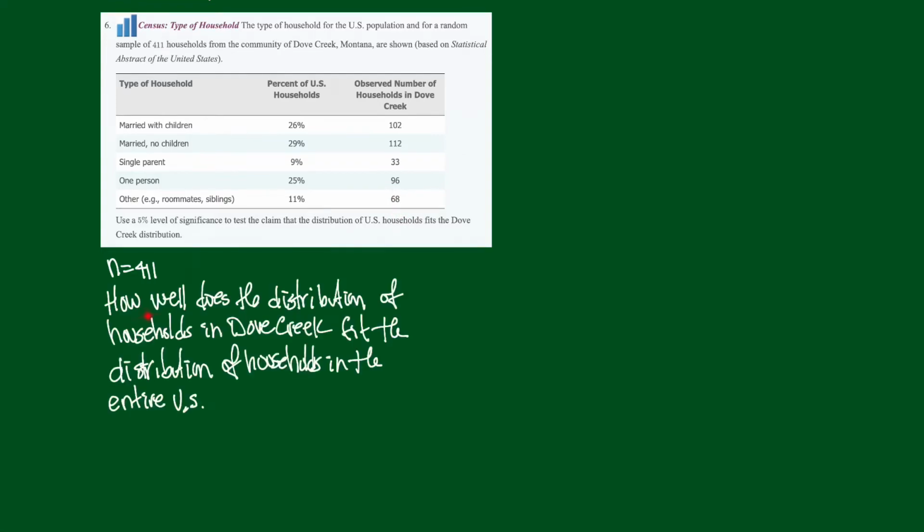But then in our sample of 411 households from Dove Creek, Montana, here's what we observe. We observe 102 households are married with children. We observe 112 are married no children, 33 single parent, 96 one person, and 68 other. Our question is this: how well does the distribution of households in Dove Creek fit the distribution of households in the entire U.S.? Are they the same? Are they different?